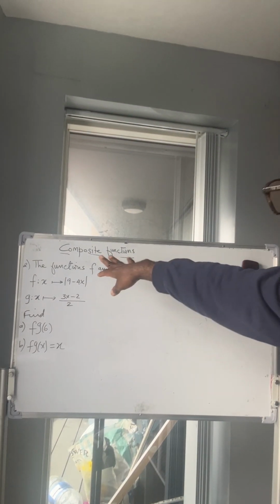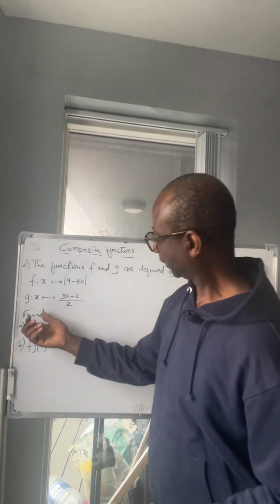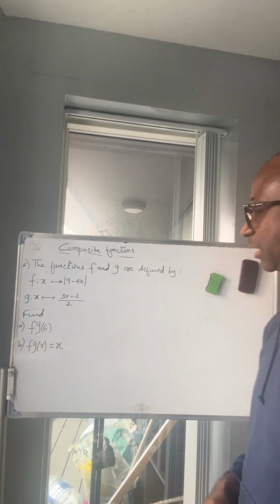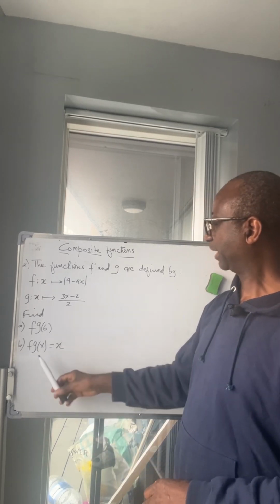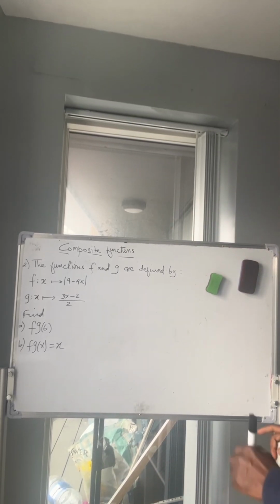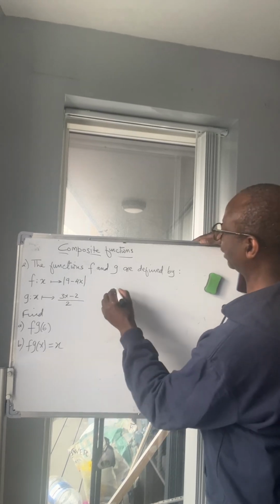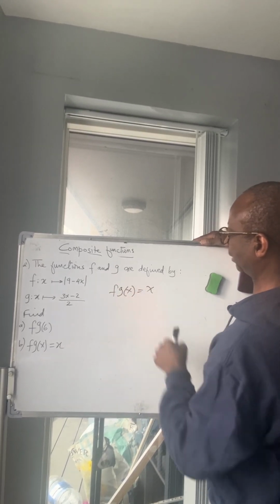We are looking at problem number 2, composite functions. We solved the first problem, which asks us to find f of g of 6. We are now looking at the second part, which says find f of g of x equals x. So let's start with the outer part first. We are looking at b, f of g of x equals x.